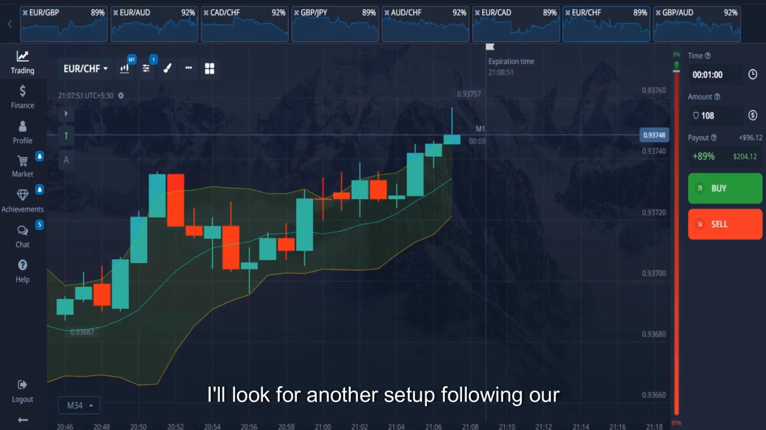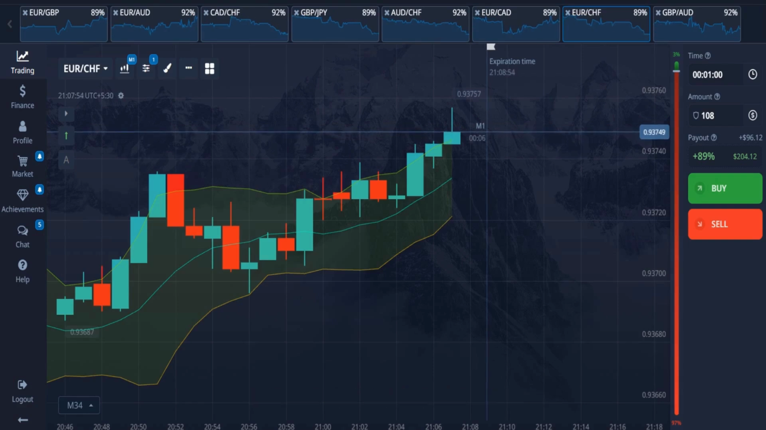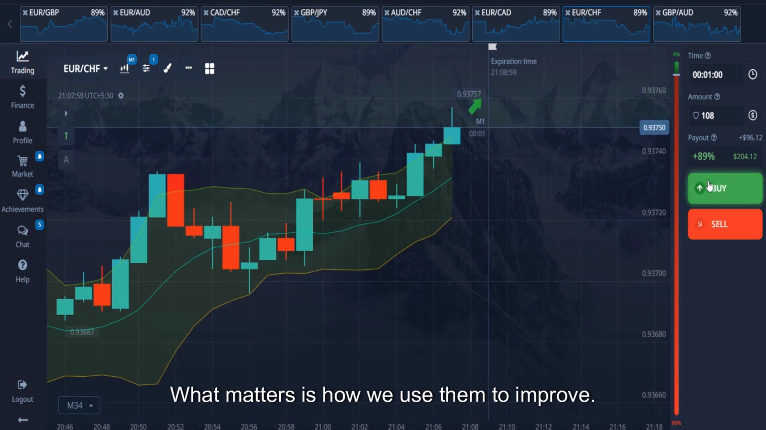I'll look for another setup following our strategy completely this time. Mistakes are part of the learning process. What matters is how we use them to improve.